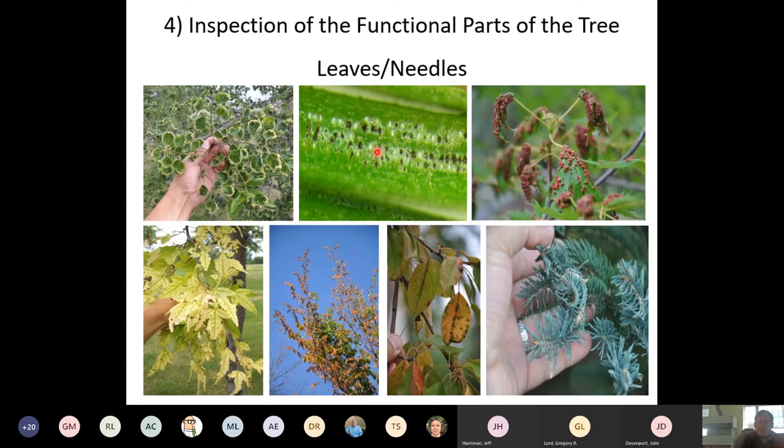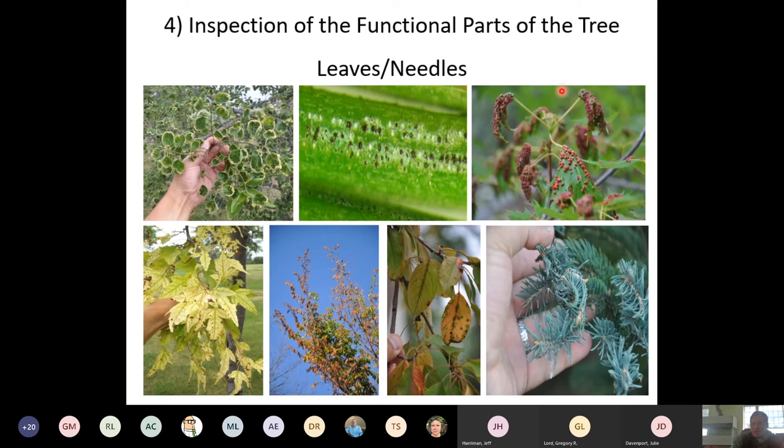Here we've got bladder gall mite caused by eriophyid mites. They inject chemicals into the leaves that sort of hijack the growth hormones of the tree, and the tree produces these galls that the mites use for carrying out their life cycles.